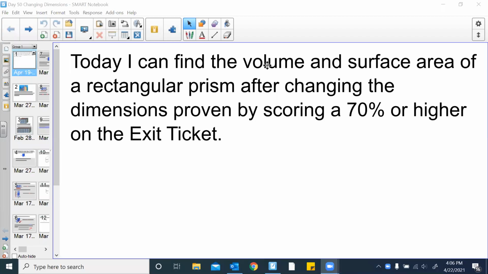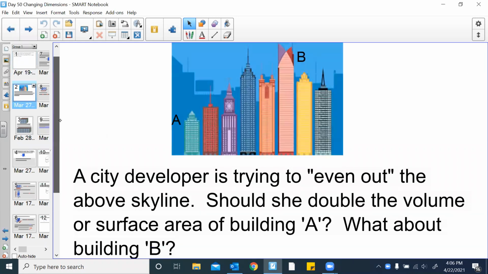All right, so today we're going to find the volume and surface area of a rectangular prism after changing dimensions. So that sounds like a lot, but this is pretty intuitive, so we'll just kind of start rolling.